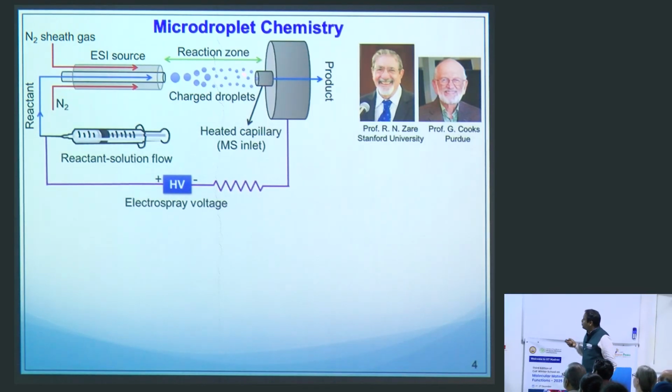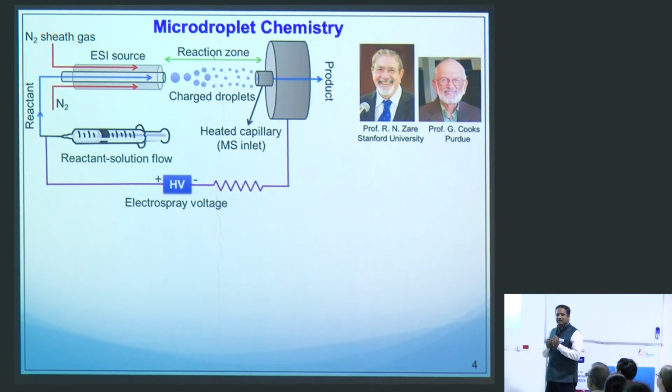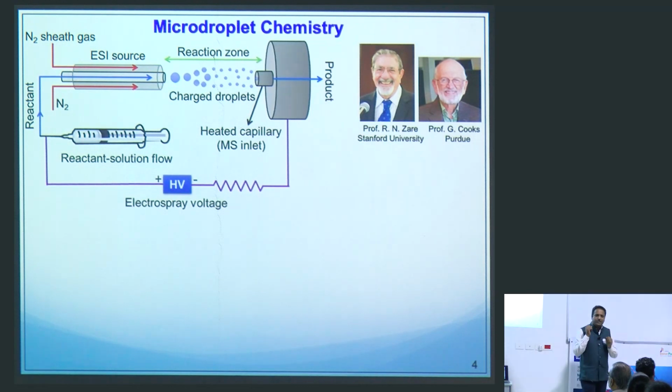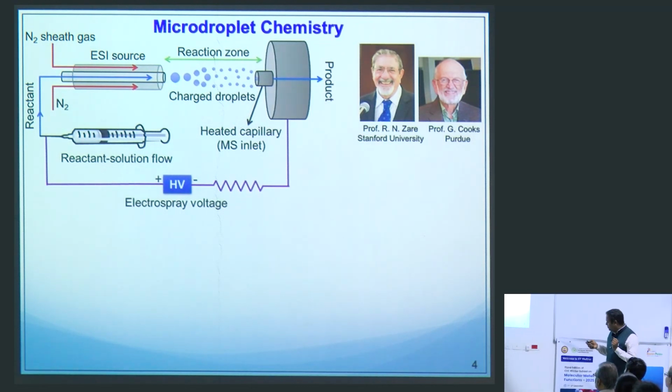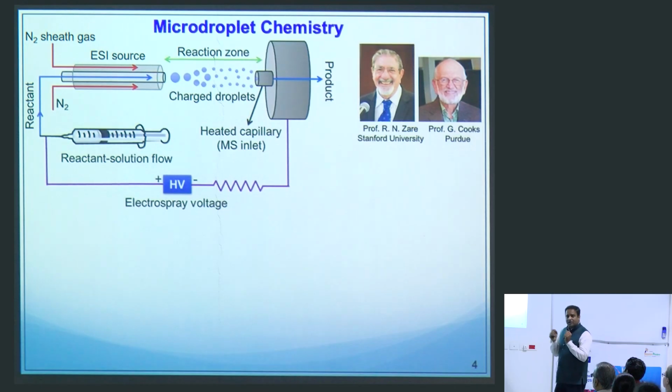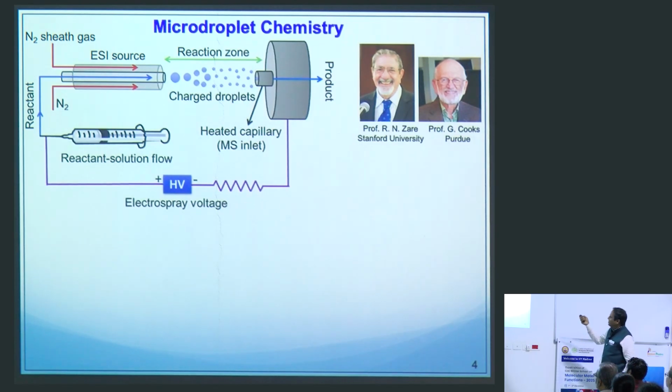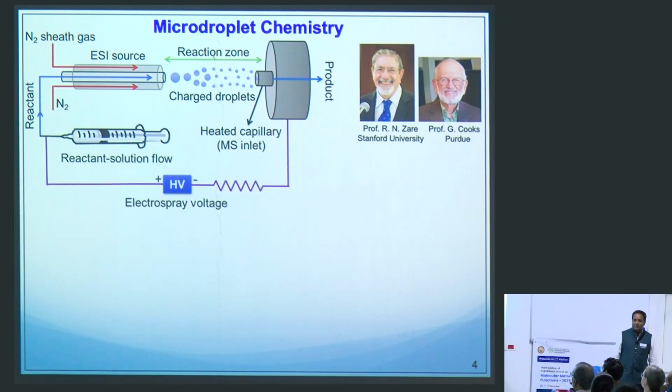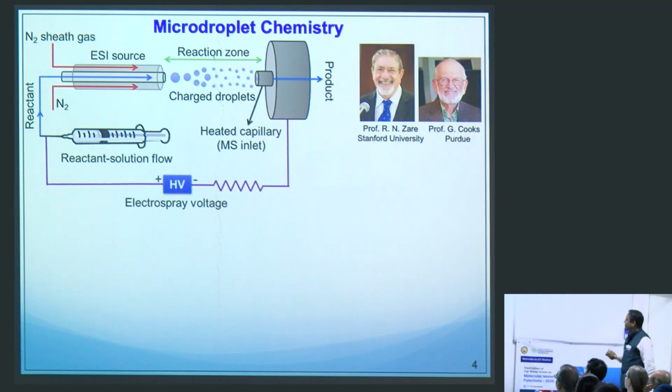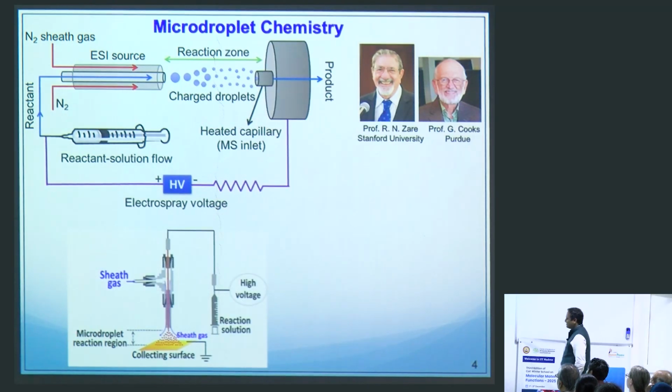Here, due to the Coulombic interaction, reaction can occur. Once the positive and negative charge is produced here, the droplets will become smaller and smaller, and then reaction can occur. One can get the products in the mass spec. In this field, there are two pioneers, of course, Professor R. G. Cooks and Professor T. Pradeep, who is also doing a lot of microdroplet chemistry. I will show some of the examples here.